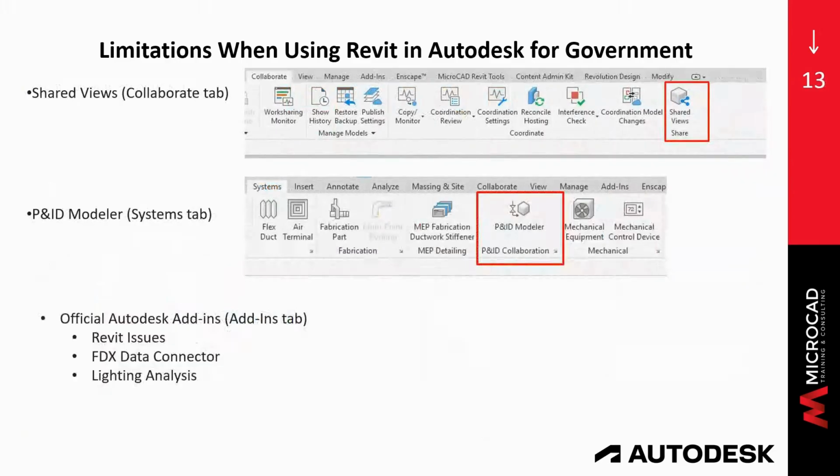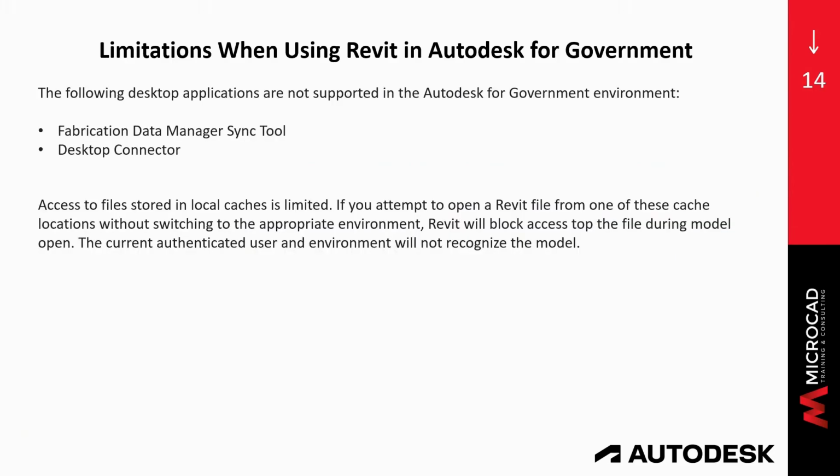Shared Views from the Collaborate tab is going to be disabled. P&ID Modeler in the Systems tab is going to be disabled. And then official add-ons that are not going to work are Revit Issues, PDX data connectors, and lighting analysis, among some others that are not going to work. Also, the desktop applications that are not supported in the Autodesk for Government environment are the Fabrication Data Management Sync Tool and the Desktop Connector.